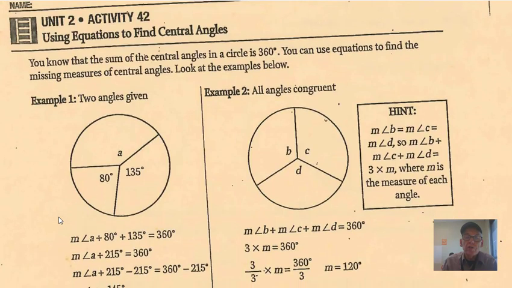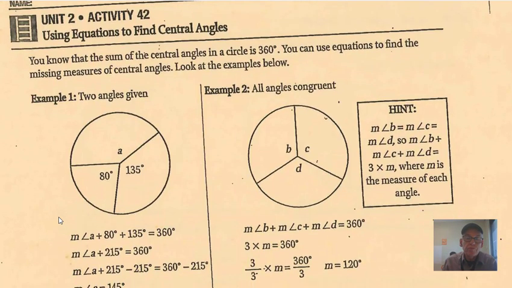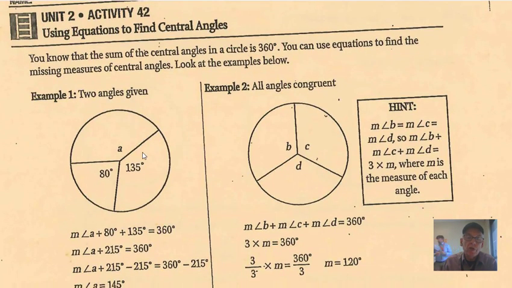So, using equations to find central angles. Again, these angles all need to add up to 360. If we add the two that we're given and subtract from 360, we're left with 145 for angle A. And here, example 2, all these angles are congruent. We have 3 equal angles that make 360. 3m equals 360, so m is 360 divided by 3. Each one of these is going to be 120 degrees.